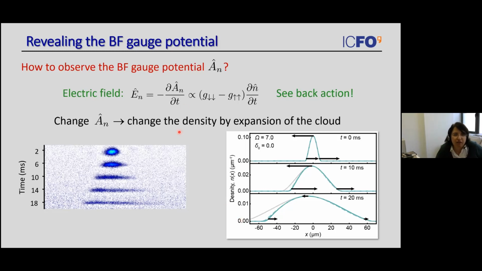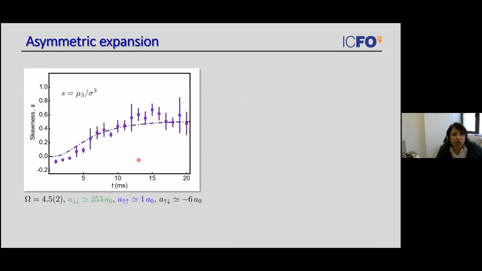So now let's have a better look at the experiment and analyze this data better. This is what I've put here. What I plot here is the skewness parameter, the third central moment of the distribution divided by the second moment cubed, which is a good measure of the asymmetry of a distribution.